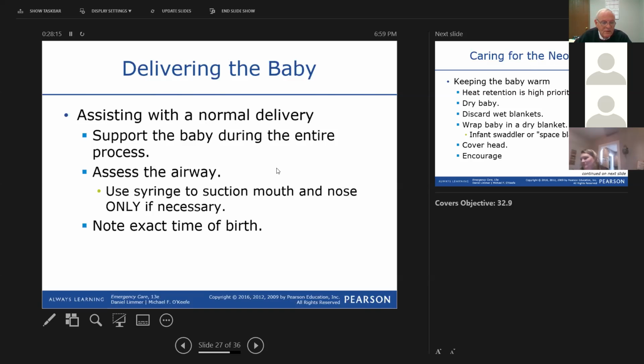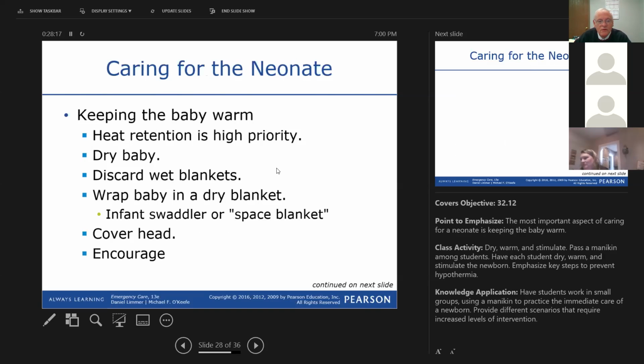So, all right. Big thing for the baby, a couple things. Keeping the baby warm is one of the top priorities, okay? We're gonna dry the baby off with towels, and that does a good thing. I call it encourage, where it's stimulation. It's stimulation, and it's gonna encourage that baby to cry. We want babies to cry, okay? And discard any of the wet blankets that's used, put another warm, or hopefully warm, but another dry blanket around them.